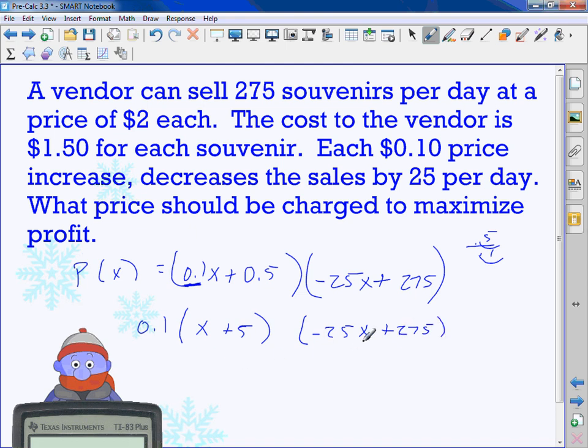What do I need to get rid of on this one? Not just 25, negative 25. So I'm going to pull a negative 25 out. But if I pull a negative 25 out front, what's 0.1 times negative 25? Negative 2.5. If I pull a negative 25 out of a negative 25, I'm just left with X. What's 275 divided by negative 25? Negative 11.